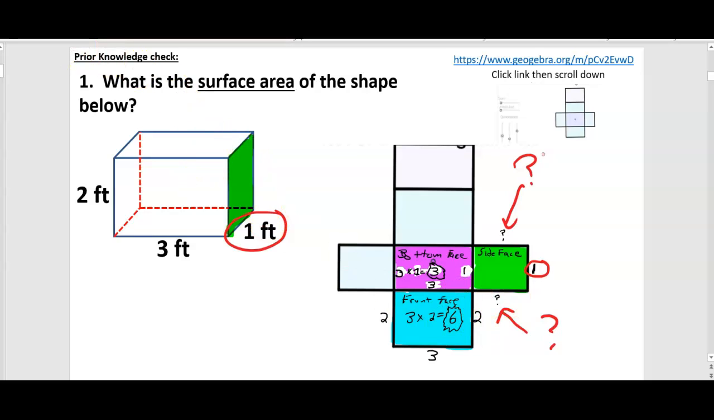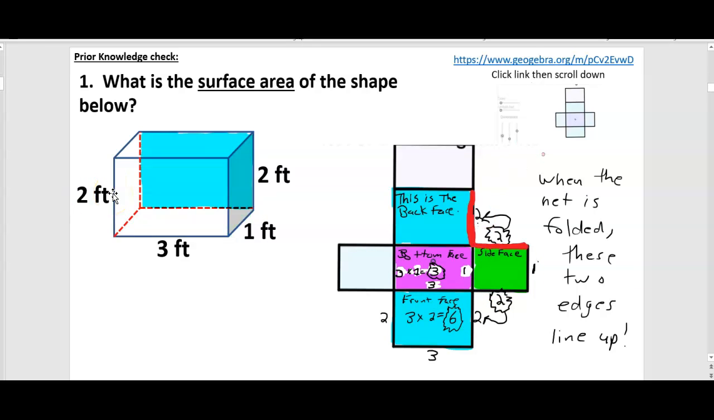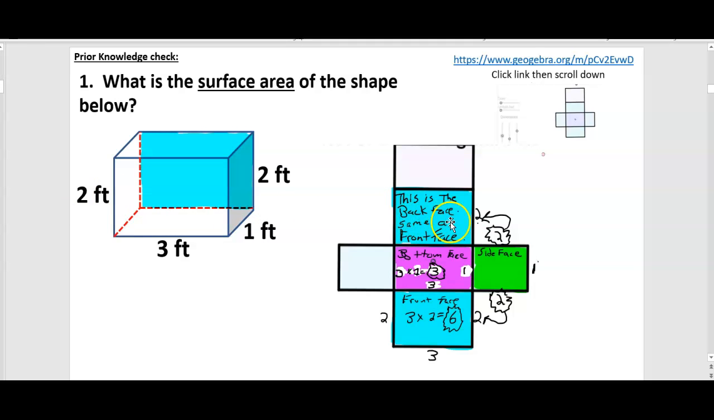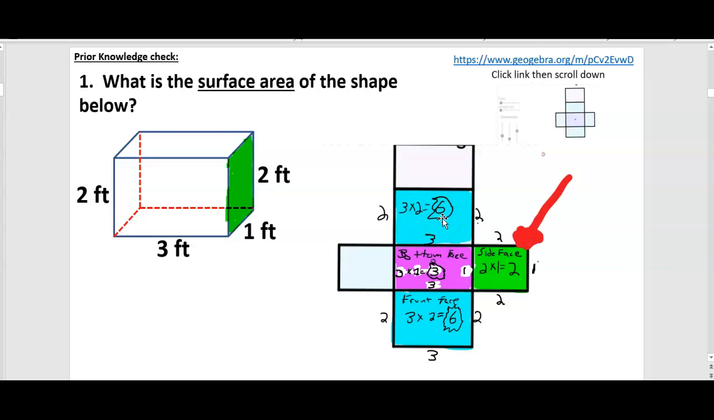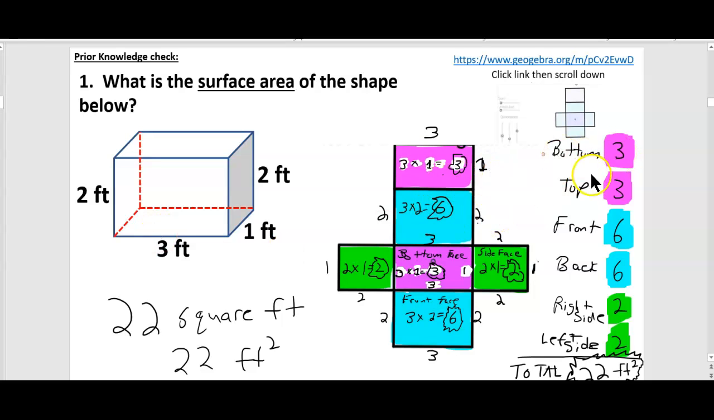Let's see if I can draw. My drawing tools are gone. It's because I don't have the right tools here. But anyway, you can see it's right here. This side right here. And so that's a 2, that's a 2. Well, we just slide that 2 over here. If that's a 2, then that's a 2. There's the back. Okay. And the right side's the same as the left side. What's this? Well, that's the top. Isn't the top the same as the bottom? Yeah, it is. So there you go. Add them all up. We have 2 3s, 2 6s, and 2 2s. And if I did my math correctly, it should be 22 feet squared.